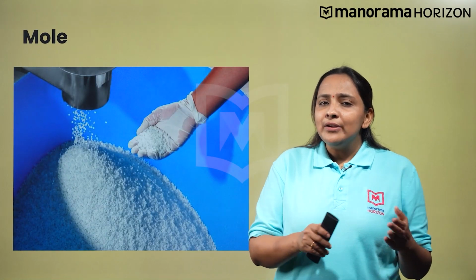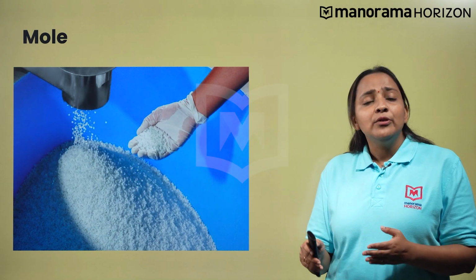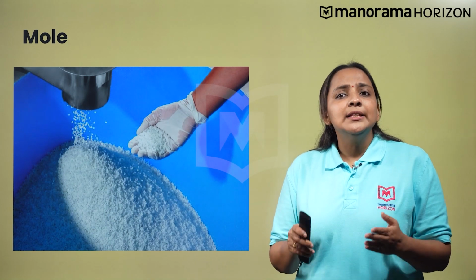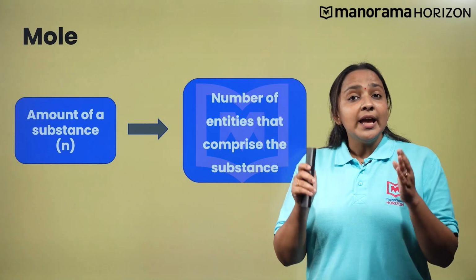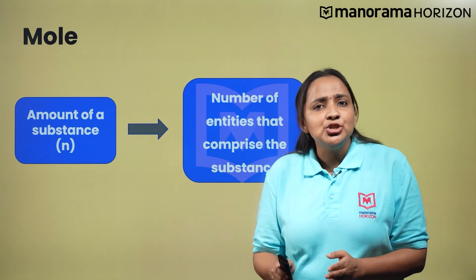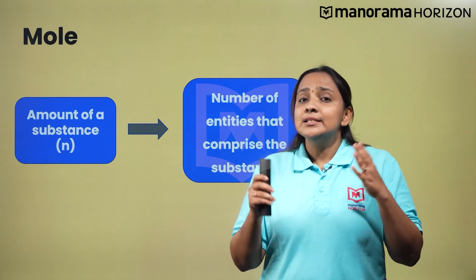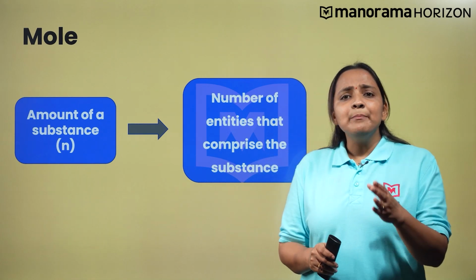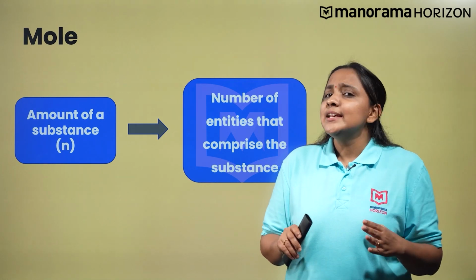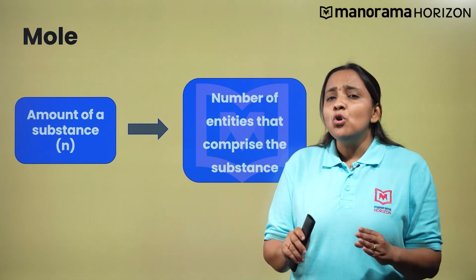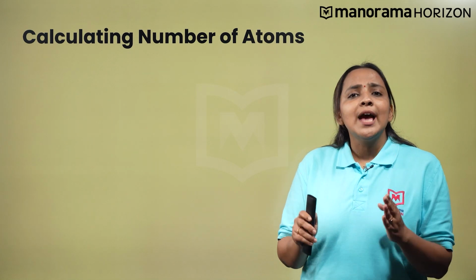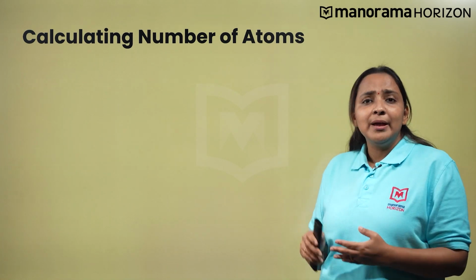We have seen in the previous slide that the mole is the unit for expressing the amount of a substance. Now, what do we mean by the amount of a substance? The amount of a substance, expressed by the symbol n, is the measure of the number of entities that comprise the substance. An important point to mention is that a single mole of a substance will always contain the same number of entities no matter what the substance is. Let us now use this concept to calculate the number of atoms that make up a mole.